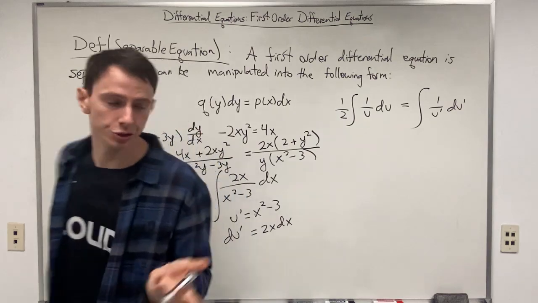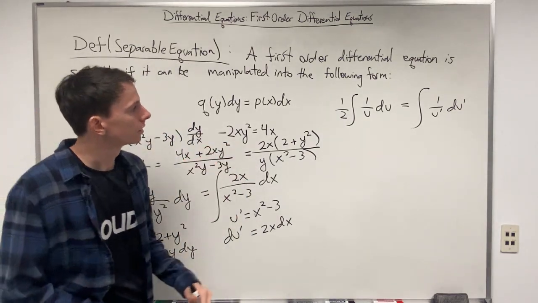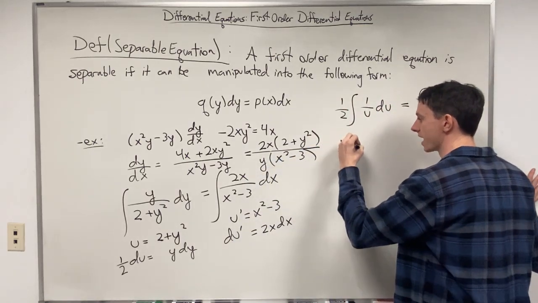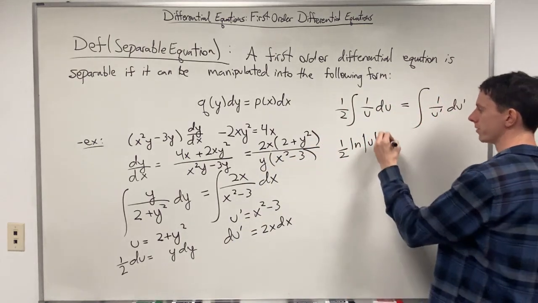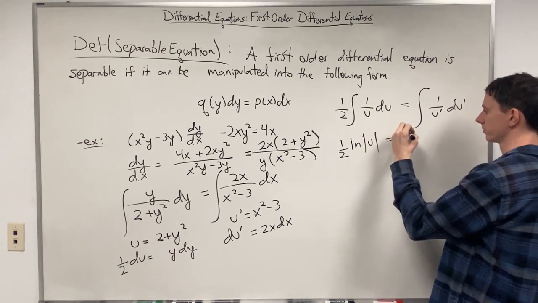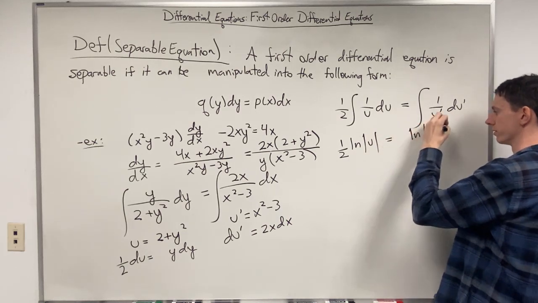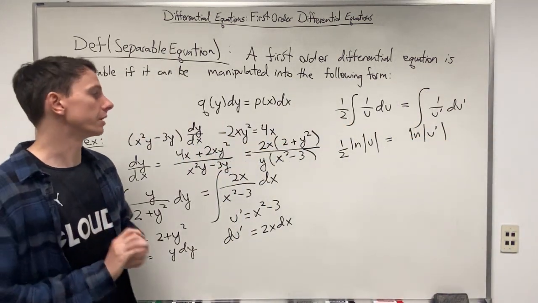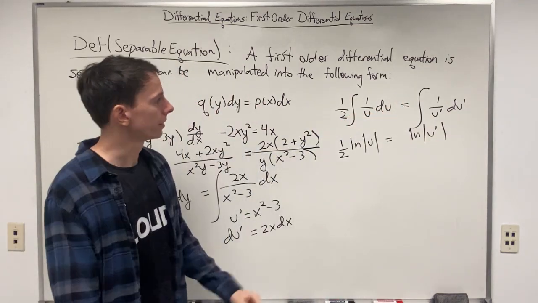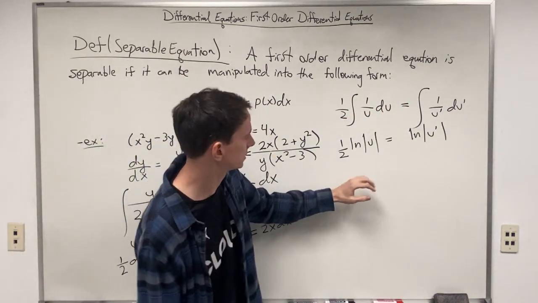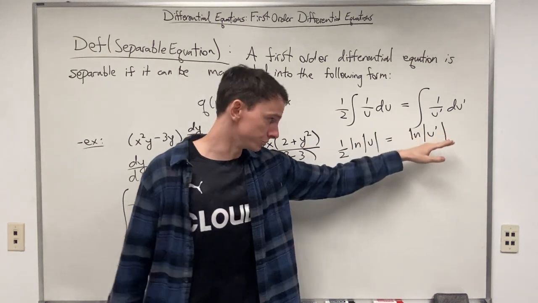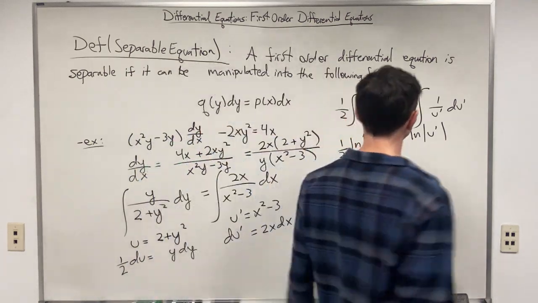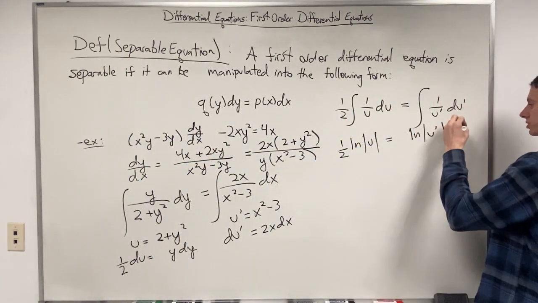So now that we performed substitution, this is pretty straightforward to integrate. On the left-hand side, I'm going to have 1/2 times the natural log of the absolute value of u. And then on the right-hand side, I'm going to have just the natural log of the absolute value of u prime, like this. Okay. And because these are both indefinite integrals, there would be some integration constant coming out on the left-hand side, and some different integration constant coming out on the right-hand side. I can absorb those together, however, into just a single integration constant, which I'm going to call plus c.